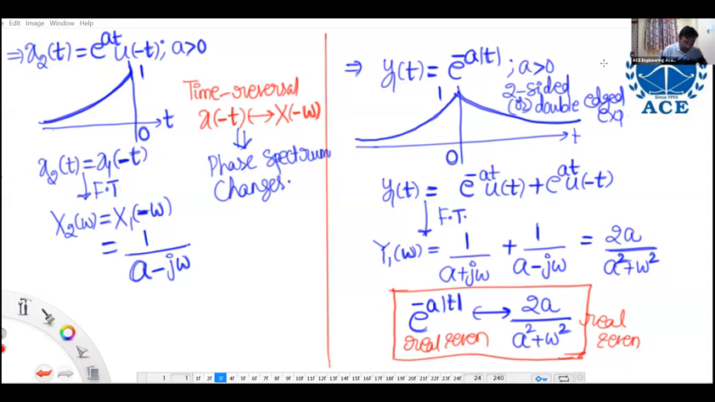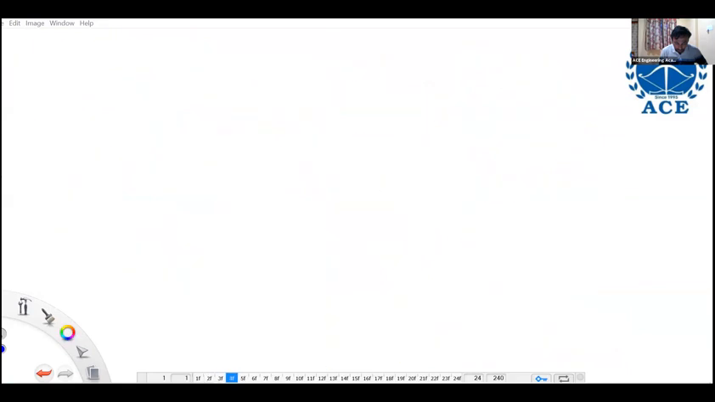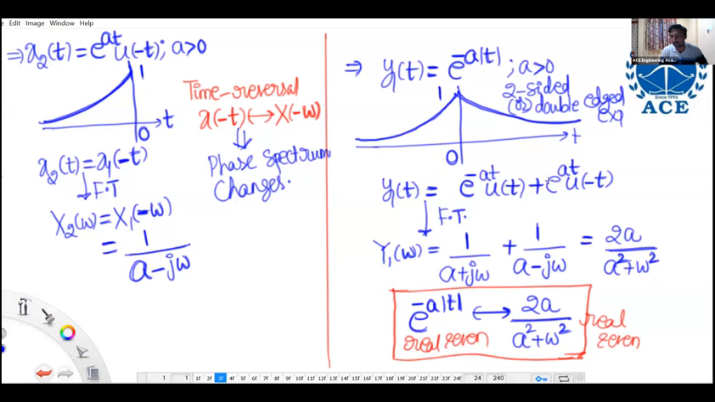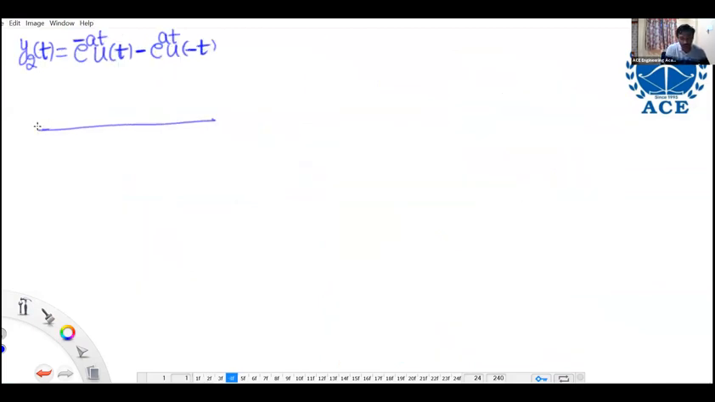What happens in this problem if I take a minus sign in the middle? Everyone see the cursor? Instead of plus, if I take a minus sign in the middle, how can you write that expression? y2 of t equals e power minus at ut minus e power at u of minus t. Nothing else I have done. In the previous slide, the middle plus sign is there. Now I have taken a minus sign.